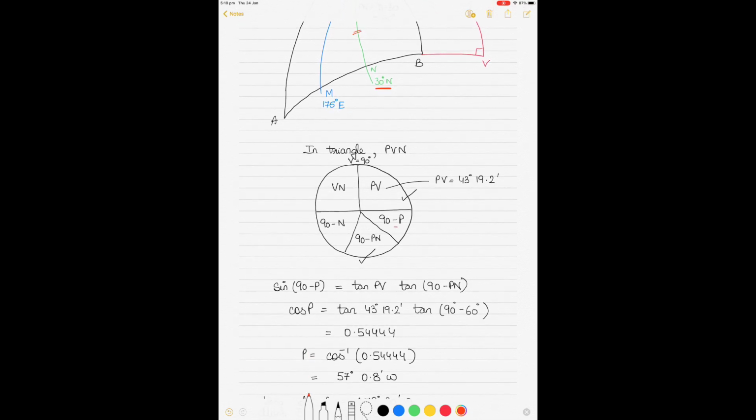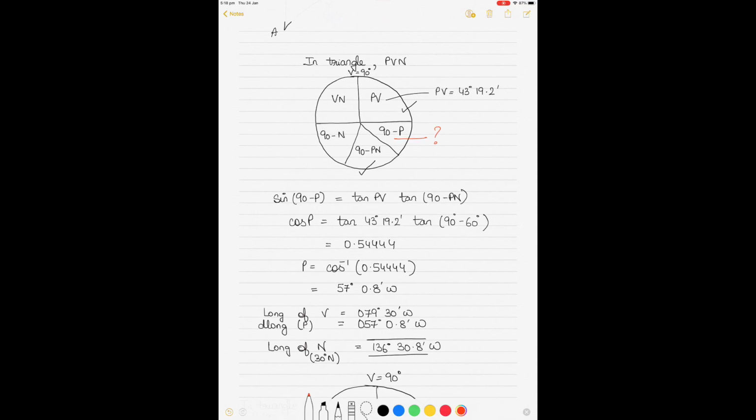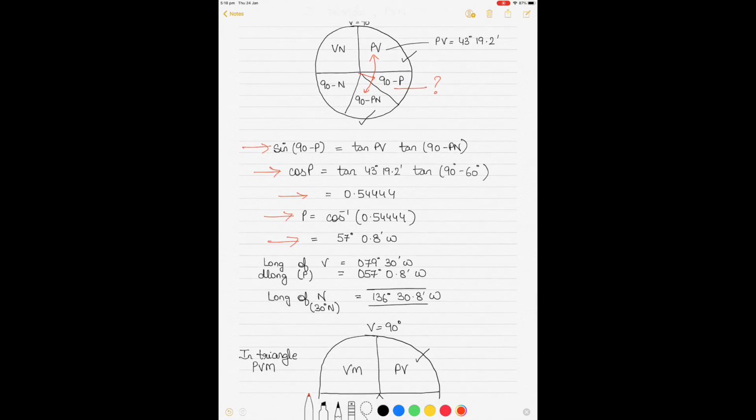To find out the longitude of N, you basically have to find out the d long between N and V, similar to what I've done before. Once you do that, this is a tan adjacent rule. So P becomes the middle part, and PV and 90 minus PN become your adjacents. You put in the rules here and you find out P. Once you find out P, you know the longitude of the vertex.